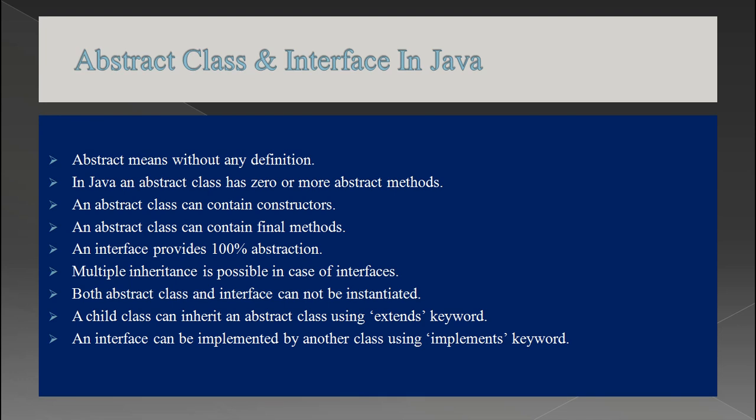And also an abstract class can contain a constructor. I will show it in the program. An abstract class can also contain a final method, and a final method cannot be overridden. Now, what is actually the use of this? Just simply writing abstract makes the class abstract. So what is the use of using an abstract class? Why do we declare a class as abstract?